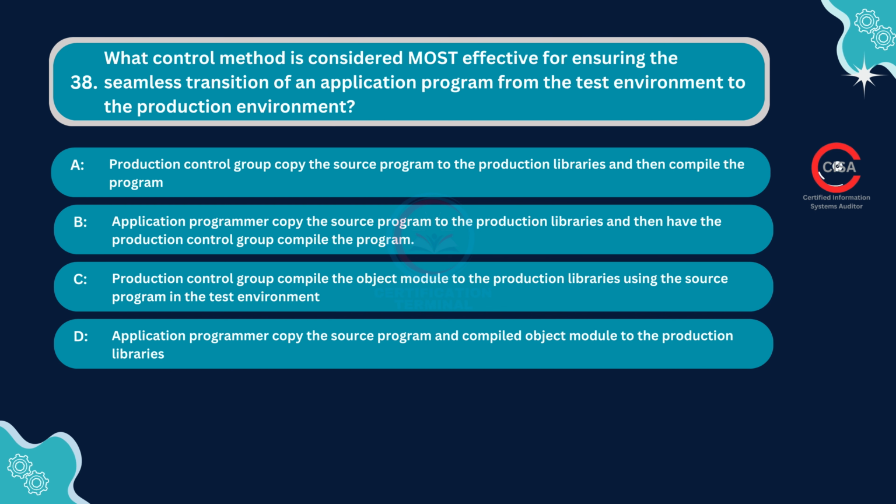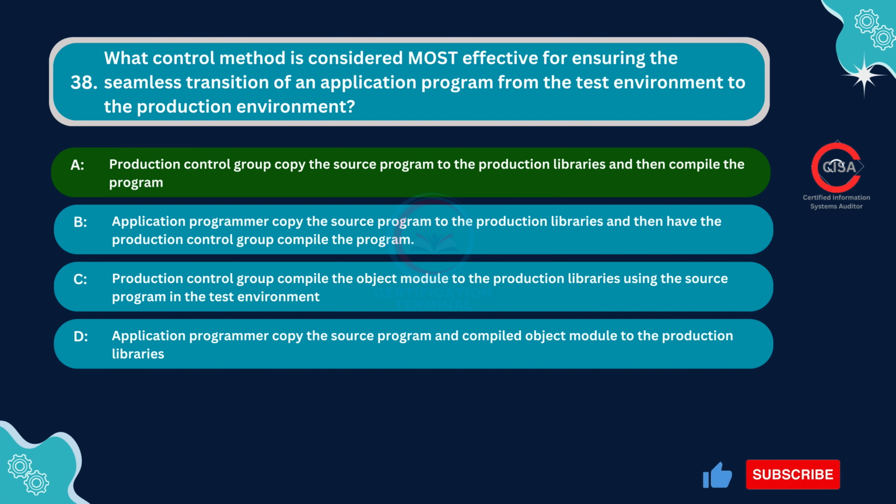The correct answer is Option A. Production control group copy the source program to the production libraries and then compile the program. Copying the source code, the original human-readable instructions, eliminates the possibility of errors introduced during the compilation process in the test environment. These errors might not be present in the object code, the compiled version, and could lead to problems in production. Using the source code ensures the production environment gets an exact replica of the program tested in the test environment. This promotes consistency and reduces the risk of unexpected behavior due to differences between compiled versions.